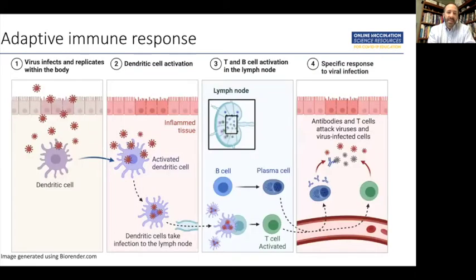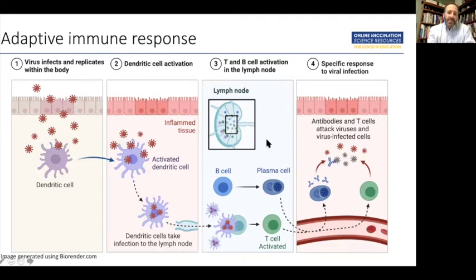The adaptive immune response, as I mentioned, takes a little bit longer because it requires a specific response. But that specific response can be much more effective at dealing with that specific pathogen, especially upon reinfection. So in this response, a virus will infect and replicate within the body. It will be recognized and picked up by so-called antigen presenting cells, which will take it over to the lymph nodes, which are specialized tissues in the body where immune responses are mounted.